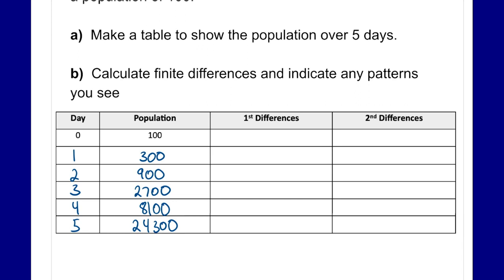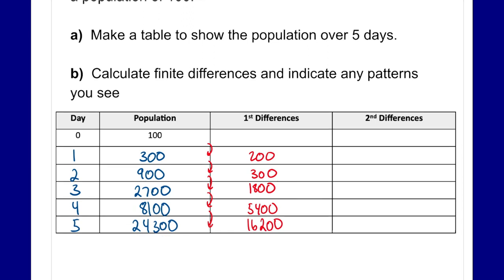Let's go through and find our first differences. This is something that you would have done looking at linear relations. Looking at our first differences, there's a change of 200. Next one, there is a change of 600. There is then a change of 1,800, 5,400, and 16,200. We're just looking at the differences in each value from one to the next.